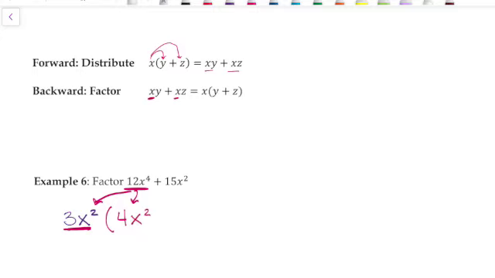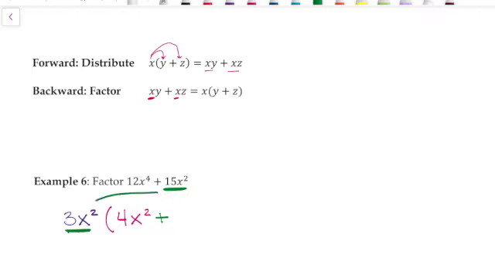Okay, so I made a mess. Let's try to fix that. All right, so now that's the first one. And we're going to double check this just to make sure we got it. Now we've got 15x squared. If we pulled a 3x squared out, what would we be left with right there?